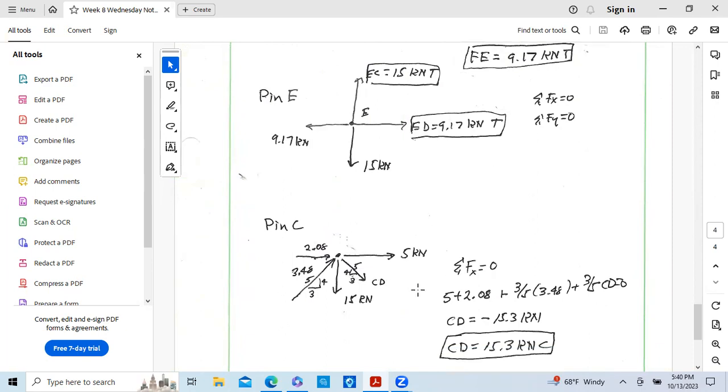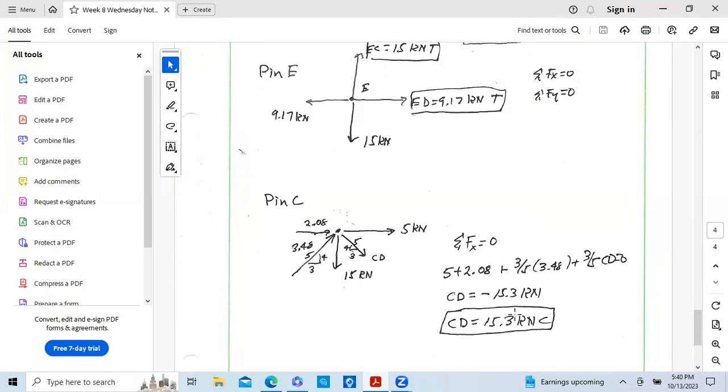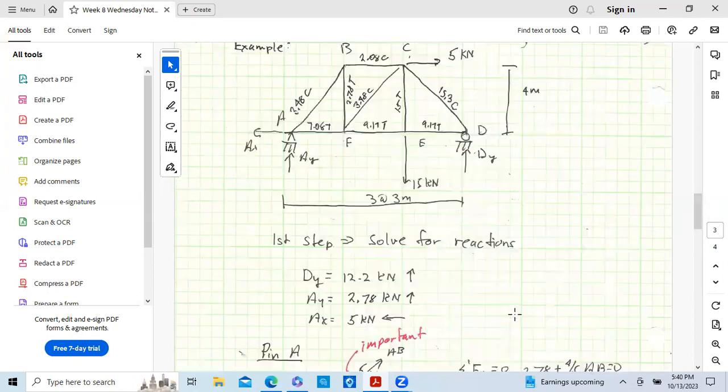And again, I'm going to sum forces in the X: 5, 2.08, plus the 3/5 of 0.48, CD equals 0. It's not hard, again, you're adding. CD is 15.3 kilonewtons compression, and done.